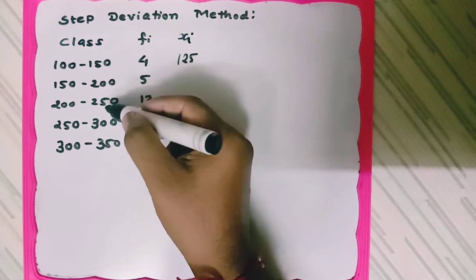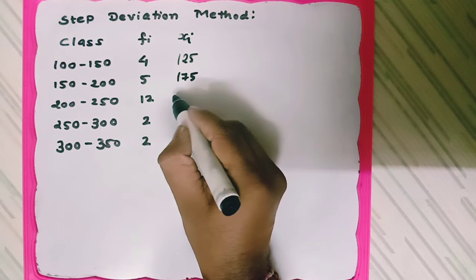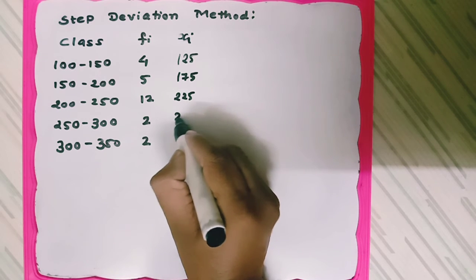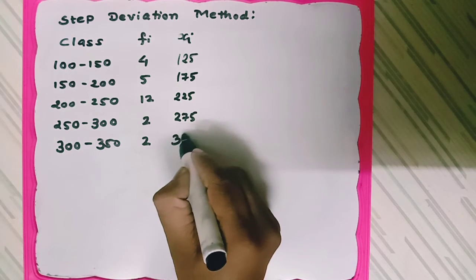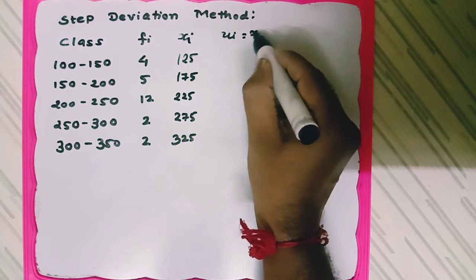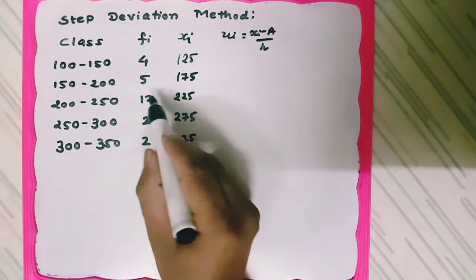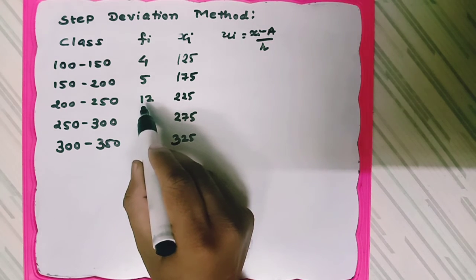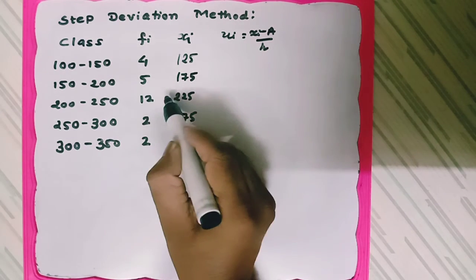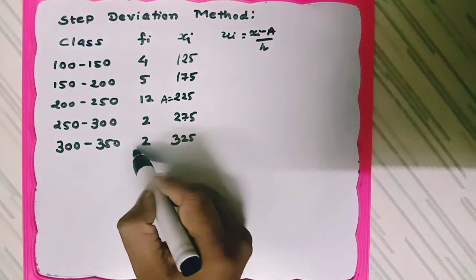Now here classes are increased by 50 each, so this value we increase by 50 each, then 175, then 225, then 275 and 325. Now we are calculating ui, so it is xi minus a upon h. 12 is the largest frequency, so its xi we will take as a. Mostly we select the largest frequency, so it will convert into 0.